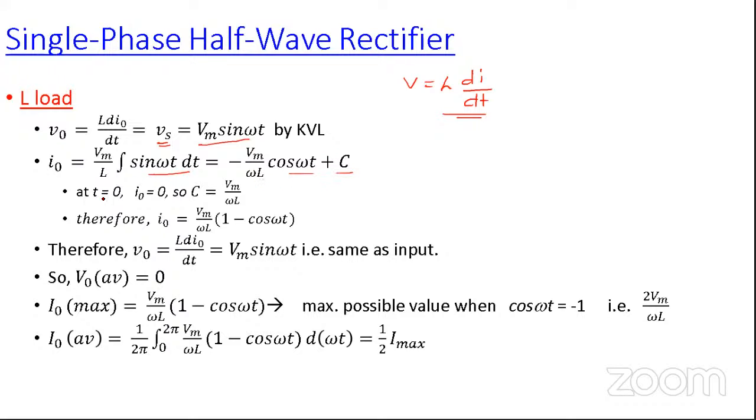Now when t is equal to 0, at that time I0 is equal to 0, so C is equal to Vm by omega L. After putting that constant in this equation, ultimately you will get the equation of the output current. That equation is Vm by omega L times (1 minus cos omega t). Okay, so this is basically the expression which controls the output current waveform.